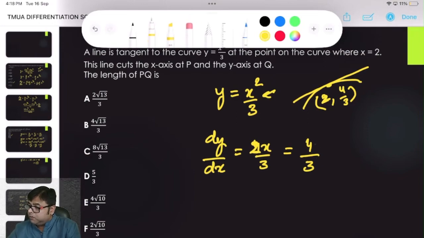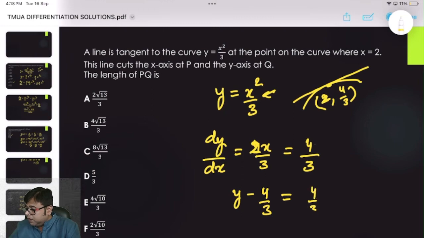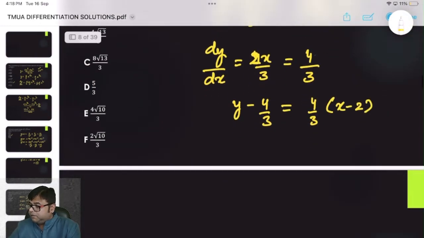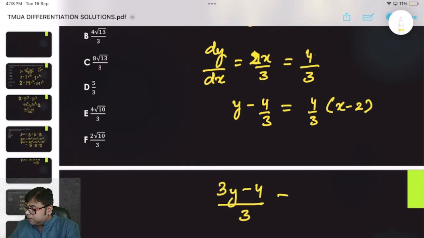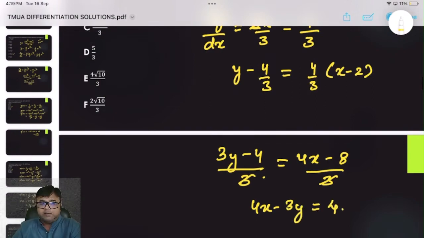So once I know the slope, now it's just boiled down to making the equation, which will be y minus y1 is equal to m times x minus x1. So this further gives me 3y minus 4 by 3 is equal to 4x minus 8 by 3. This gets cancelled. So I get 4x minus 3y is equal to 4. This is the equation that I've got.